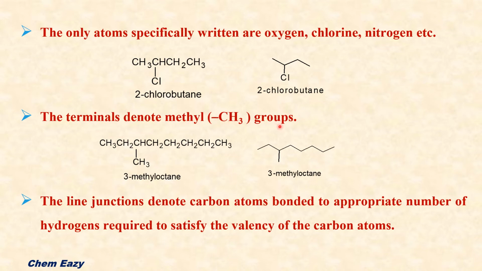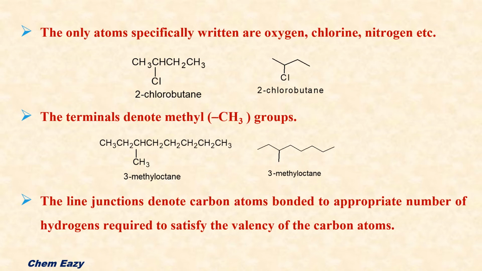For example, this is the structure of 3-methyl octane in condensed structural formula. The same one, in bond line structural formula, can be represented in this way in a zigzag manner. Here this terminal end and this one and also this terminal end denote the methyl groups. It means here, here and here CH3 groups are present.